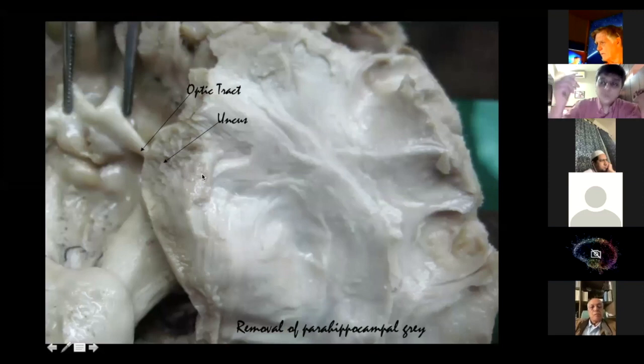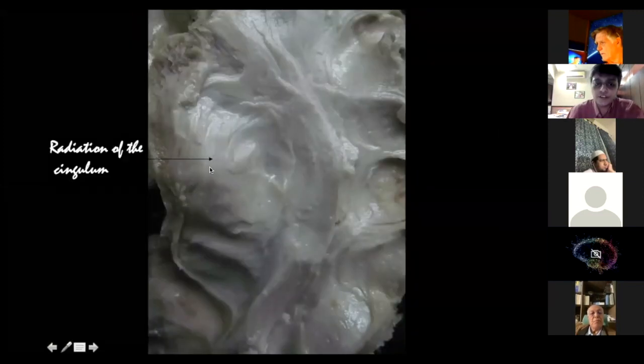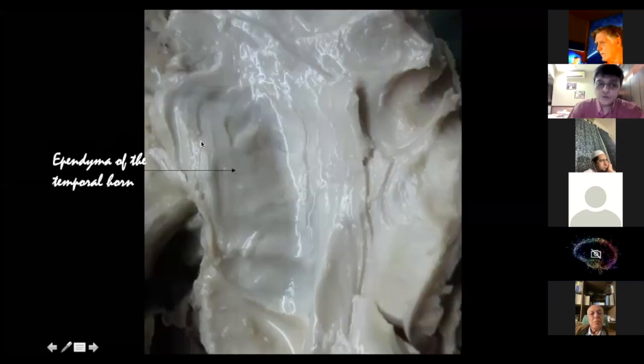Now, once you remove the gray matter of the uncus, so here the gray matter of the uncus has been removed, the gray matter of the parahippocampal gyrus has been removed from inferiorly. You start seeing this structure here, where the radiation of the cingulum was ending. So you see these fiber bundles here as the cingulum ending in the parahippocampal region. This is the first layer that you will see after removing the gray matter, and this is the radiation of the cingulum. Once you remove that, you start seeing the ependyma of the temporal horn.